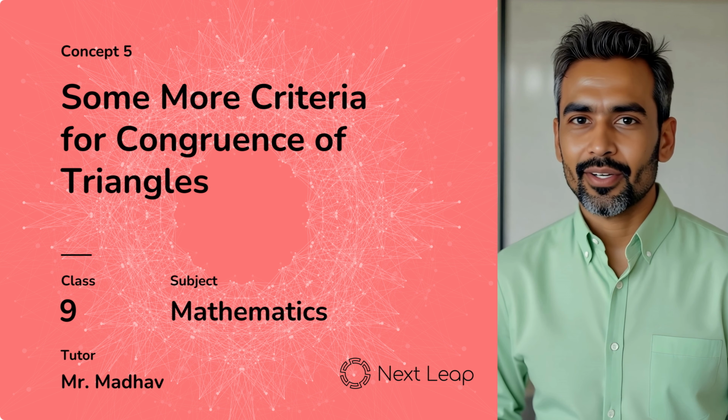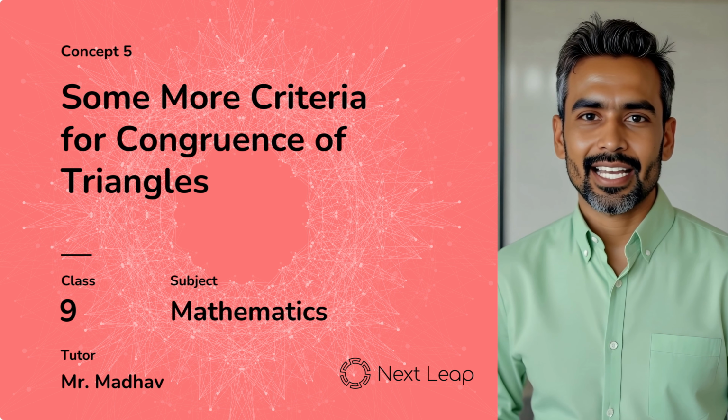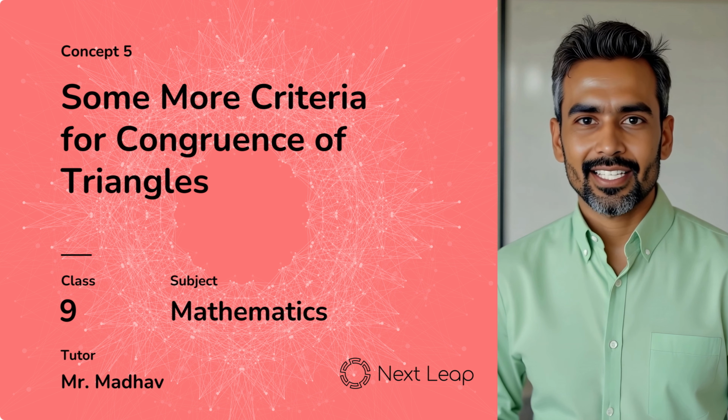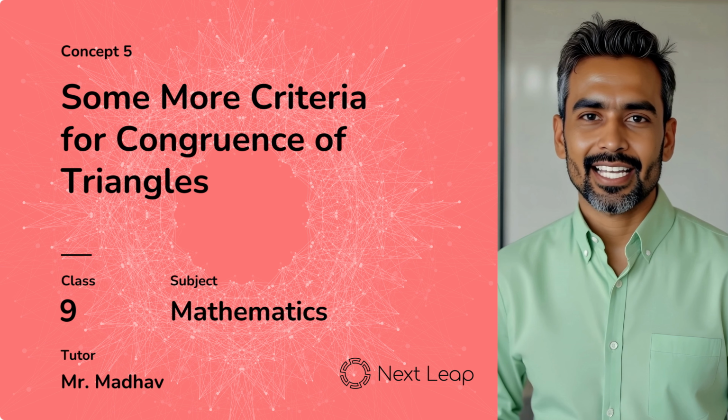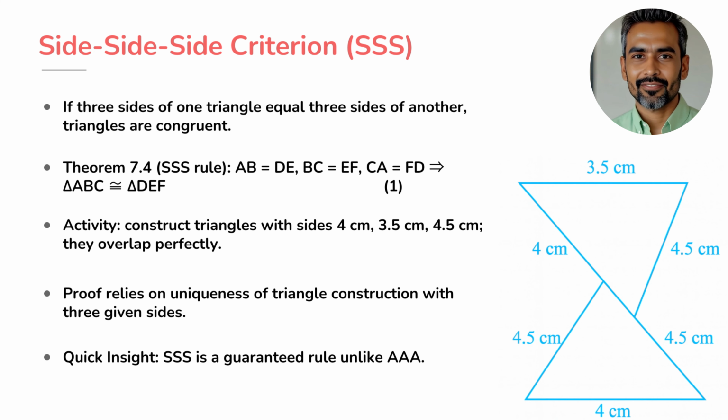So, even if all three angles match, called the AA condition, we only get similarity. Congruence requires both size and shape to be identical. Let's dive into a beautiful property of isosceles triangles. Equal sides give rise to equal angles.